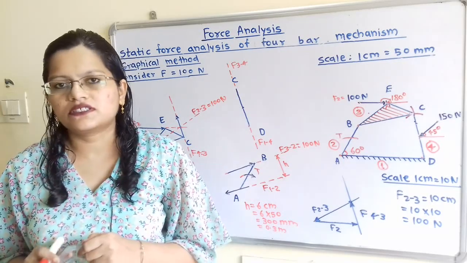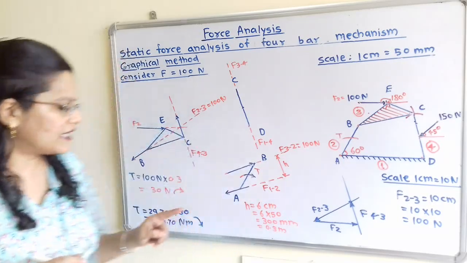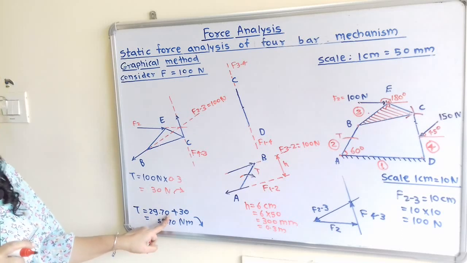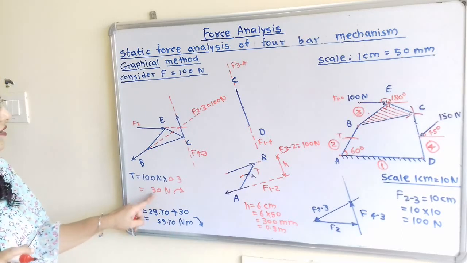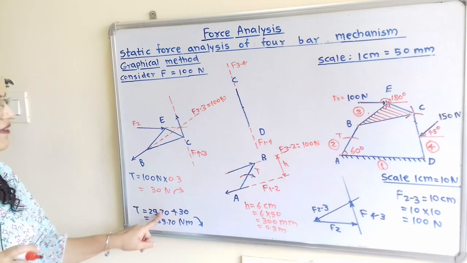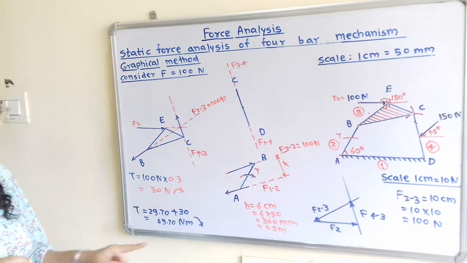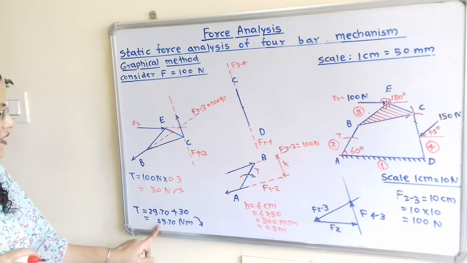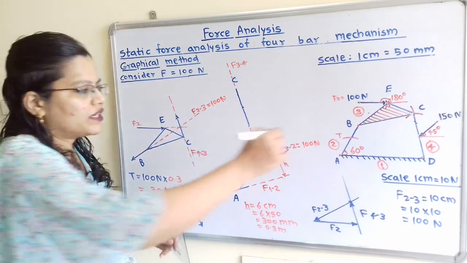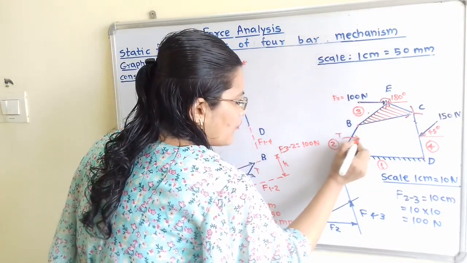So we will find out the resultant torque. In the first part we have calculated torque 29.70 Newton meter, plus here 30 Newton meter. Both have the same direction, that is clockwise. So the final answer, T, is 59.70 Newton meter, and it is in the clockwise direction.